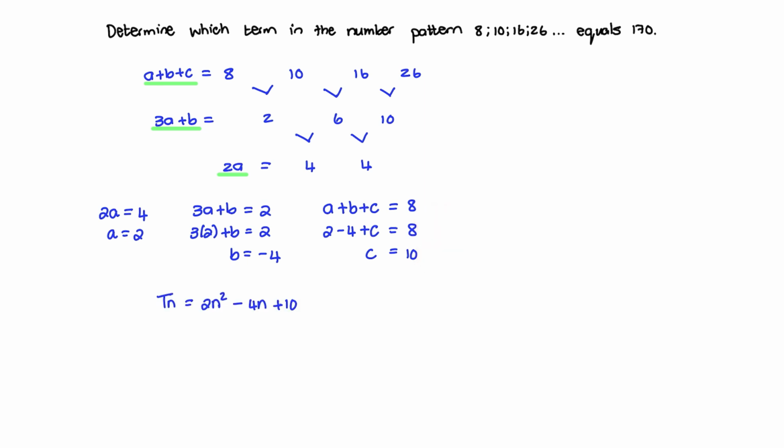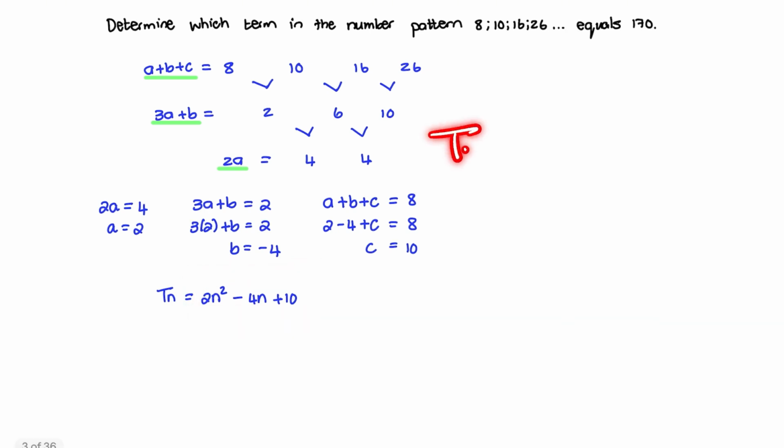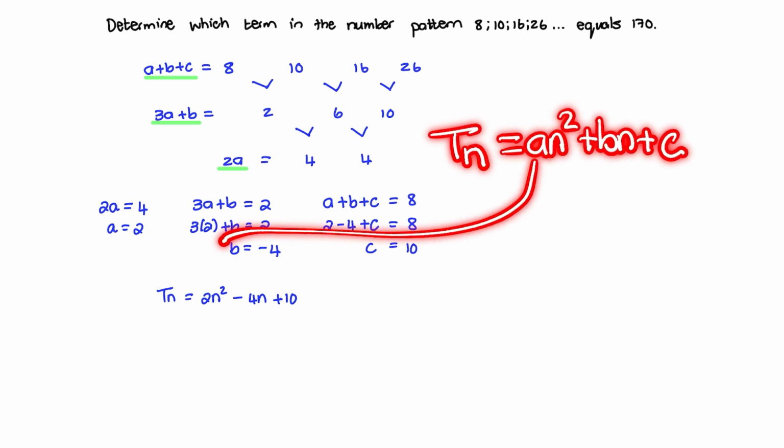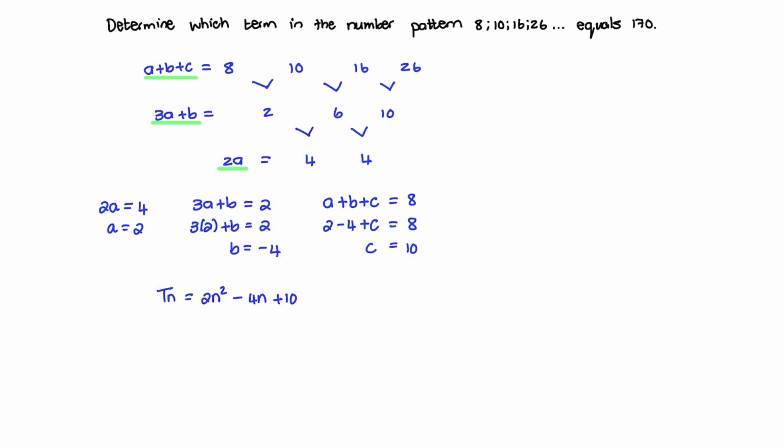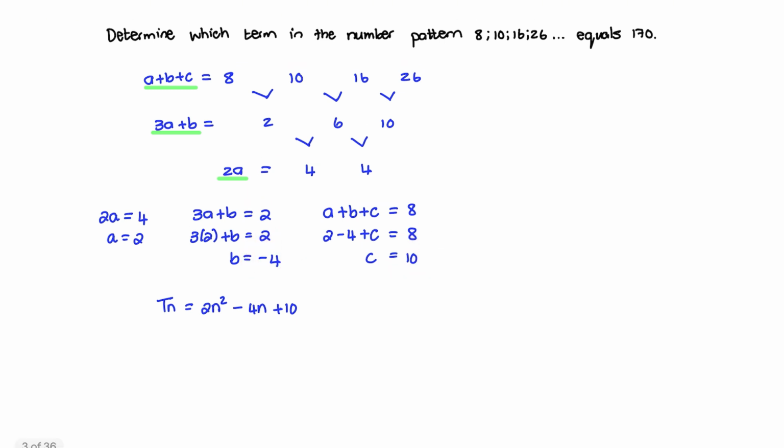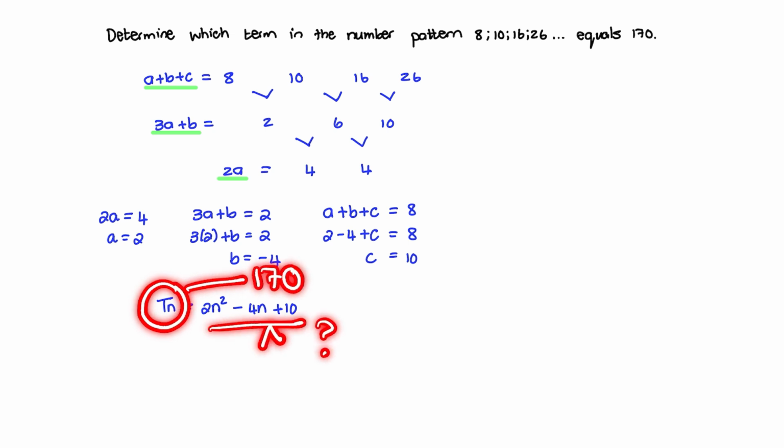So now we have a general term for this pattern. So we can find any term in the pattern by using this equation. So remember, the general term comes from Tn is equal to an squared plus bn plus c. So I replace a with 2, b with negative 4, and c with 10. Now the question stated, which term in the pattern is equal to 170? So that means that Tn is 170, and we are trying to find n.